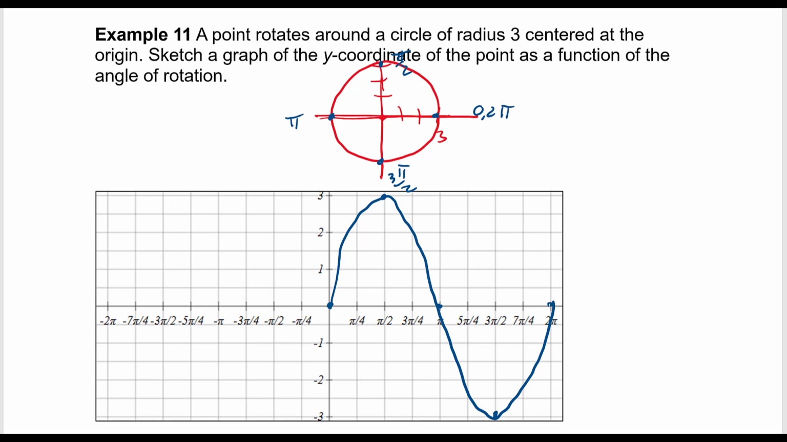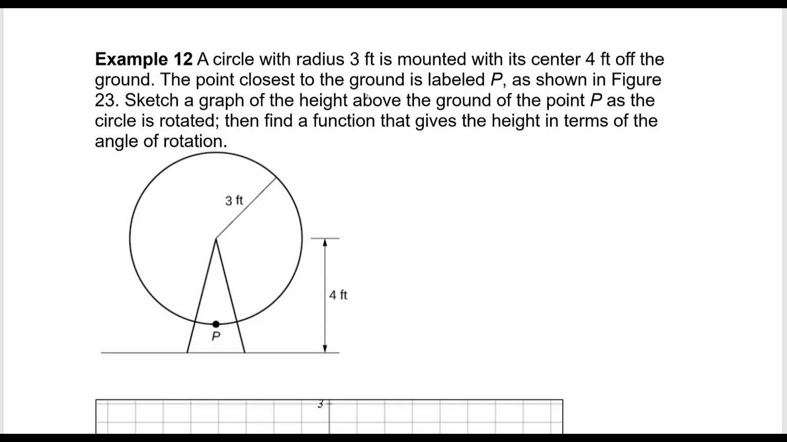Okay. Let's look at the next one. We've got a nice little diagram here. A circle with radius 3 is mounted with its center 4 feet off the ground. So the center here is 4 feet. So if this is 3 feet, that must be 1 foot. So it starts at 1 foot off the ground. The point closest to the ground is labeled P as shown in the figure.